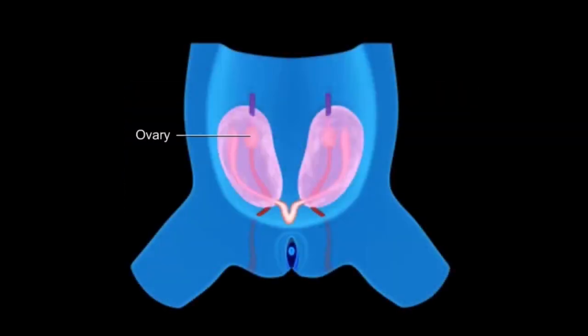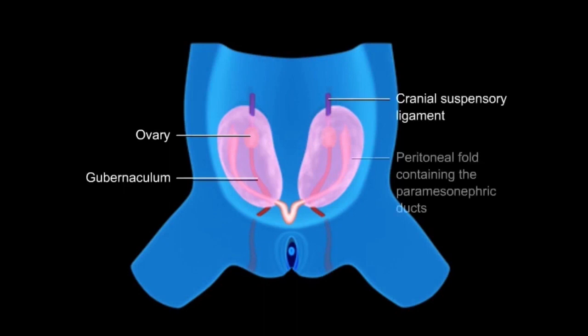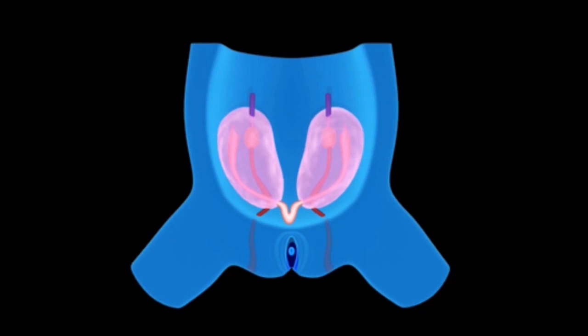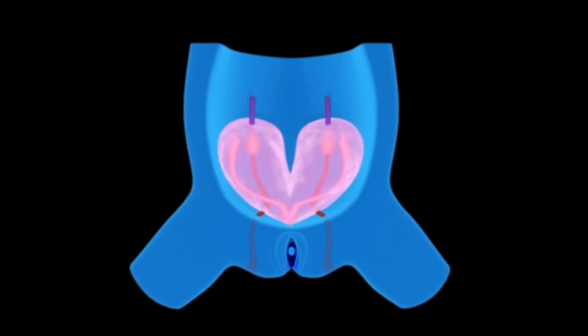In females, the ovaries remain in the abdominal cavity, with the blood supply contained within the suspensory ligament, a remnant of the mesonephric duct. The round ligament of the uterus passes through the inguinal canal and attaches to the labia majora.